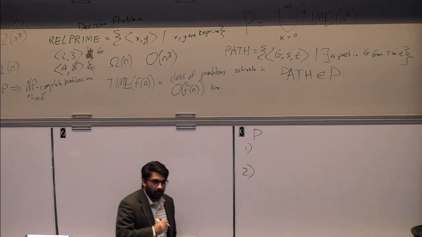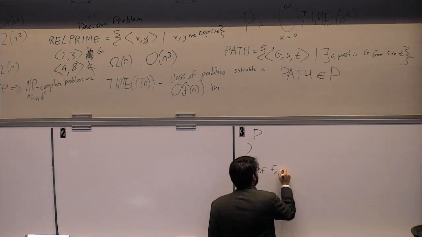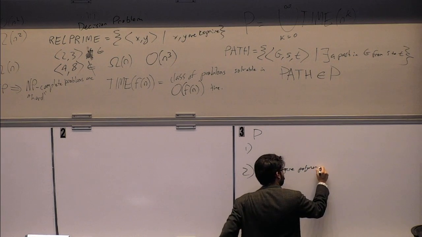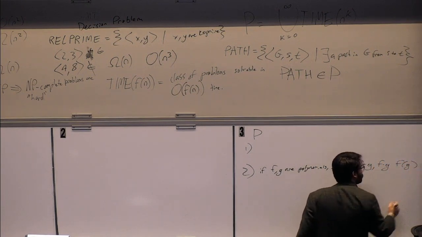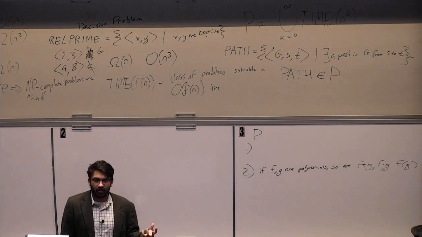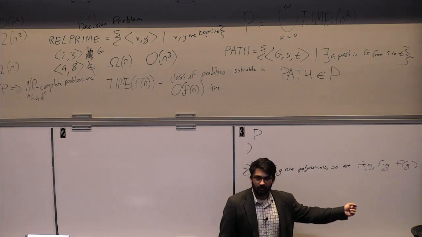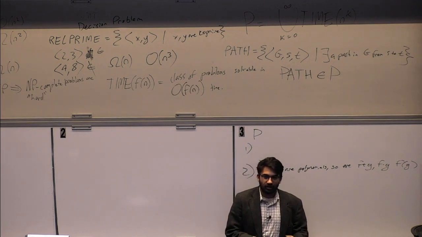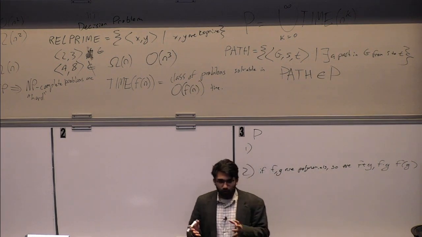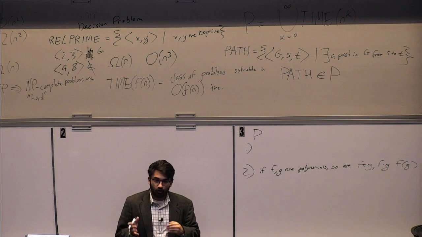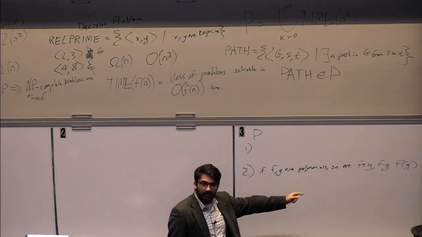Number two, polynomials are closed under the operations that we care about, right? If f and g are polynomials, so are f plus g, f times g, and f of g, right? So if you have an efficient algorithm for one problem and an efficient algorithm for another problem, and you run those two one after the other, you will get a runtime of f plus g. So if you do something efficiently and then you do something else efficiently, you should get an efficient algorithm. It's closed under addition. If for every step of one algorithm you run another algorithm, that's going to give you a runtime of f times g, but that's also going to be a polynomial.